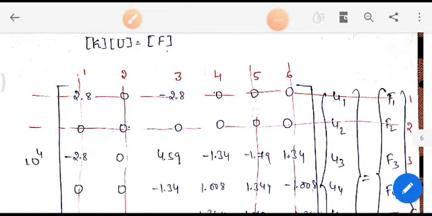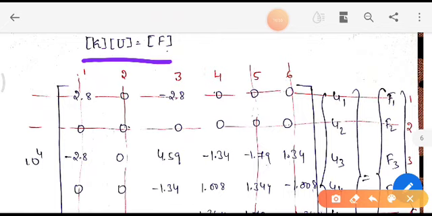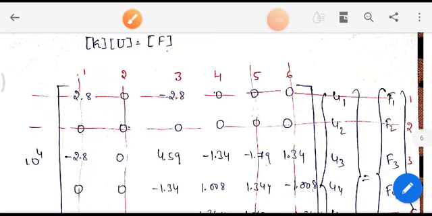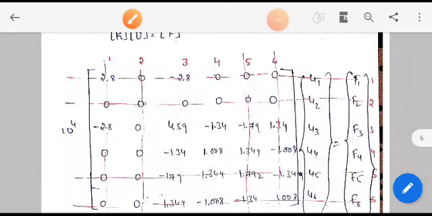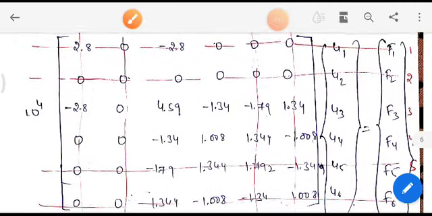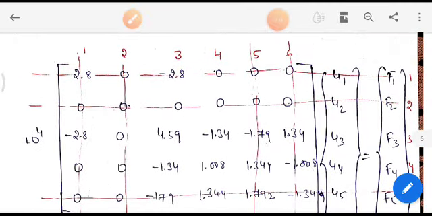Before eliminating that, we need to write the equilibrium equation, that is k into q equals f. Once we write this equilibrium equation, we need to substitute the global stiffness matrix, global displacement vector, and global force vector. Once we substitute all these, the next step is the elimination approach. Here, as we know that the first and third nodes are fixed, and the first node has 2 degrees of freedom, and the third node has 2 degrees of freedom, we have eliminated the corresponding rows and columns over here.